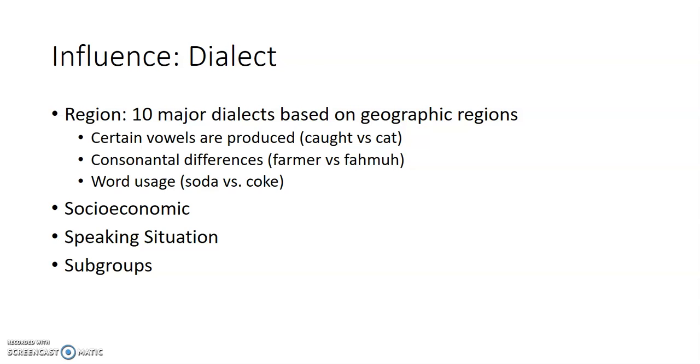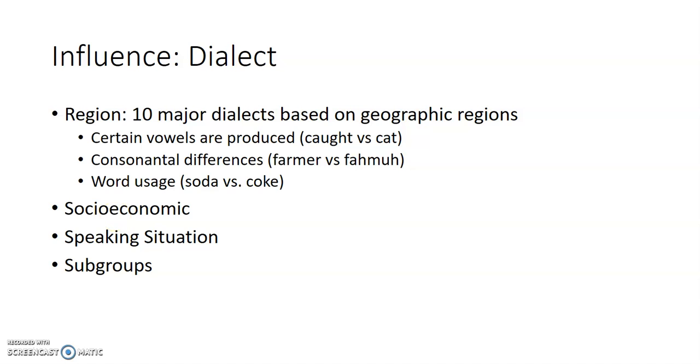So, for instance, in some regions you can say caught versus cat. This is the same thing as car and caw. We have consonantal differences like farmer or fama. And then word usage like soda or Coke. My grandpa's from Washington, and he says sody pop. It can also vary on socioeconomic situation or speaking situation and subgroups of users of a dialect.